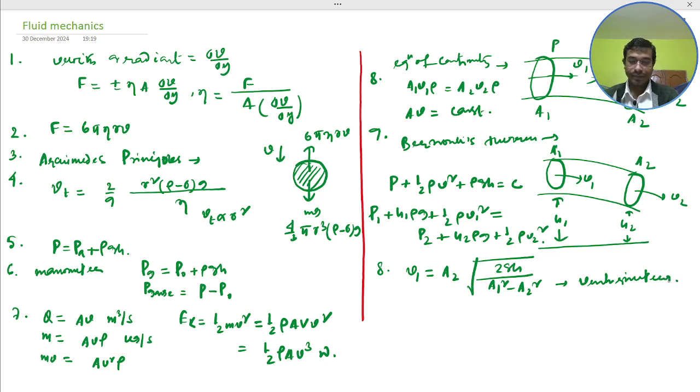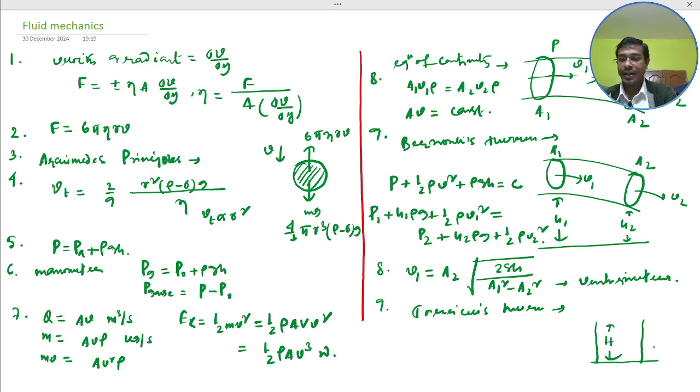Next one is Torricelli's theorem. Consider a tank with liquid at height H, and a hole at depth h, with the liquid flowing out to a horizontal distance x. Torricelli's theorem states that the speed of efflux is root 2gh. This is a very important formula.